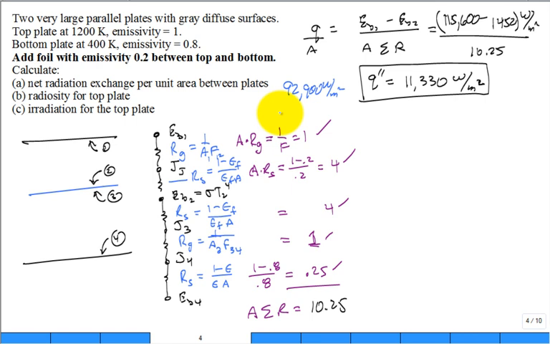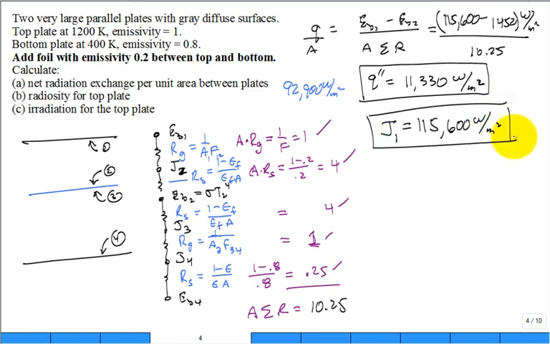All right. What about the radiosity for the top plate? What about J? What is it? The J of the top plate, J1. This is a number 2 right there, J2. What is J1? EB1. It's the same value as before. It's 115,600 watts per meter squared. No change. What about the irradiation for the top plate? What about the G? The G1. Is that still going to be J2? Yeah, it will be for this problem.